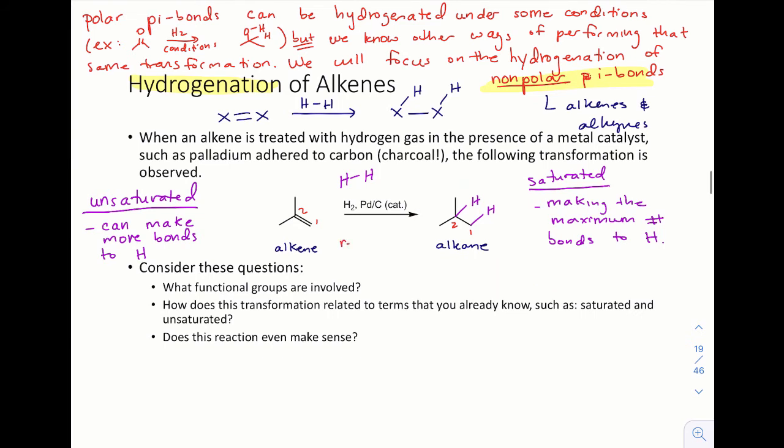Now, this transformation is technically a reduction because carbons went from bonding to each other, they have the same electronegativity, to bonding with hydrogen instead, and hydrogen is slightly less electronegative than carbon. So this is a reduction reaction of the carbons involved in making the double bond. We've answered these questions here. The last question says, does this reaction even make sense?